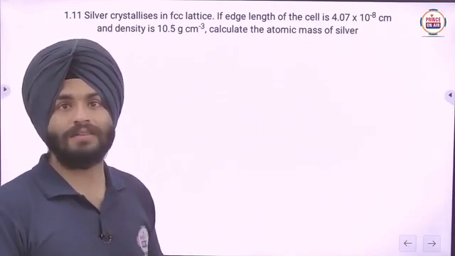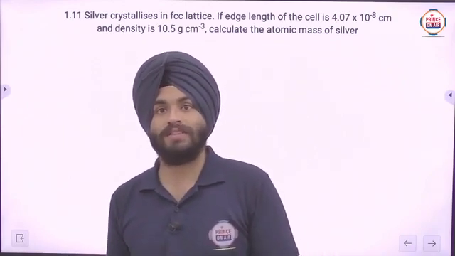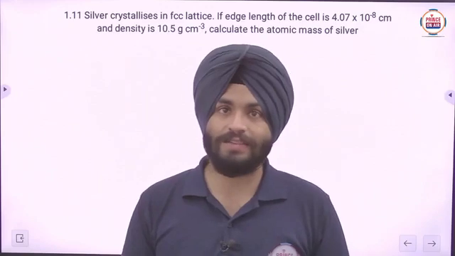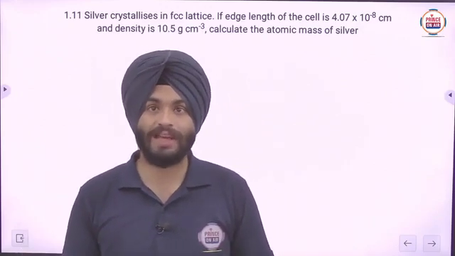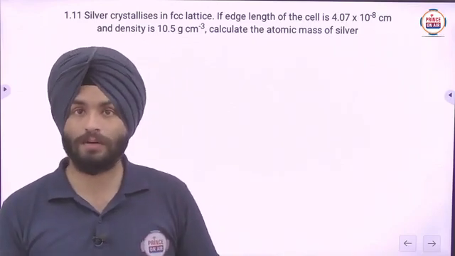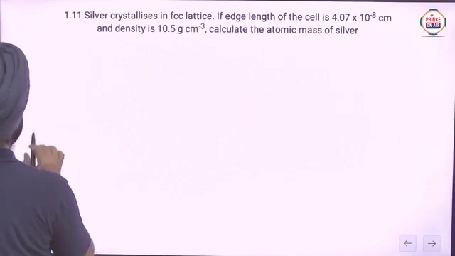Silver crystallizes in FCC lattice. If the edge length of the cell is 4.07 into 10 raised power minus 8 centimeter and the density is 10.5 gram per cubic centimeter, calculate the atomic mass of silver. That is a simple question here. You only have to apply the formula of density.